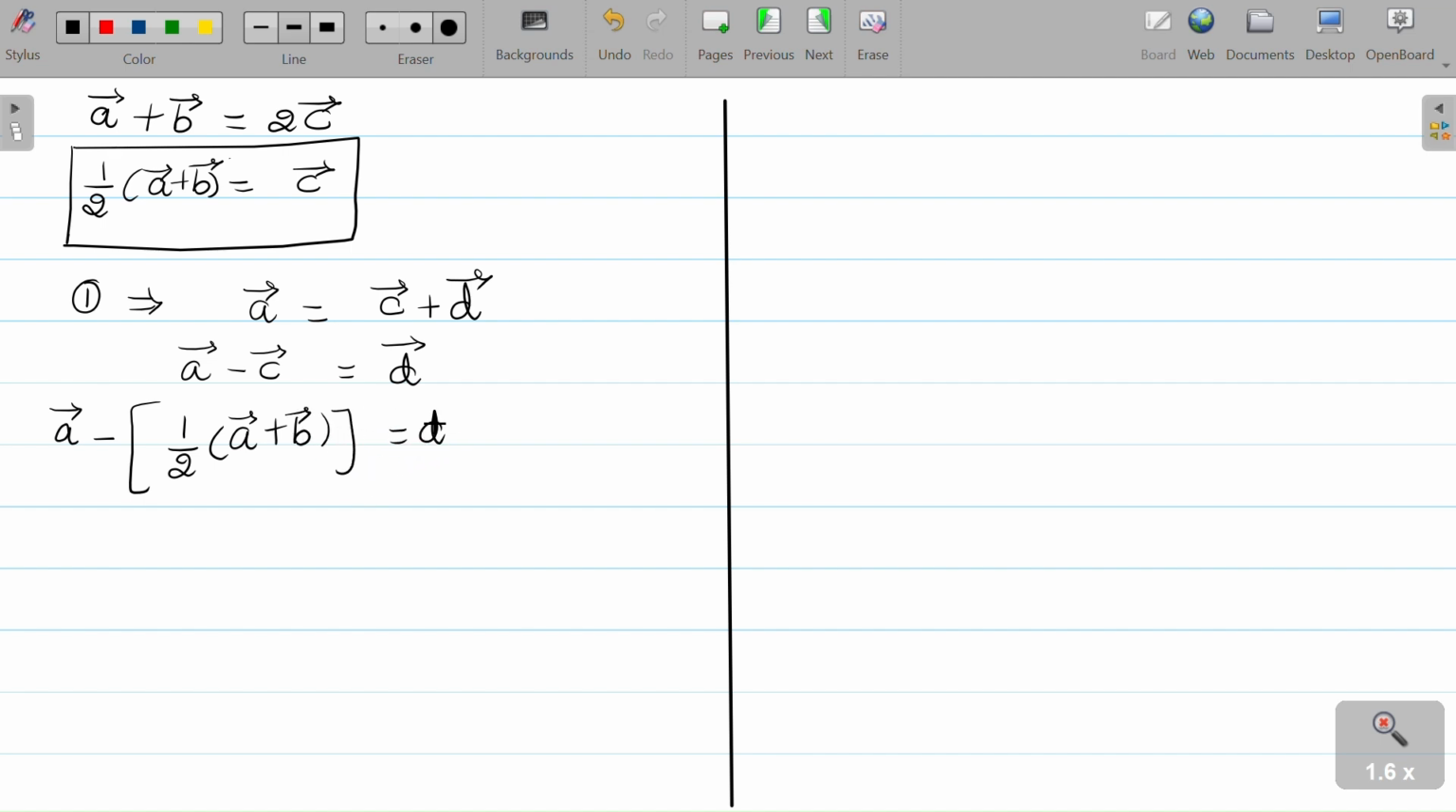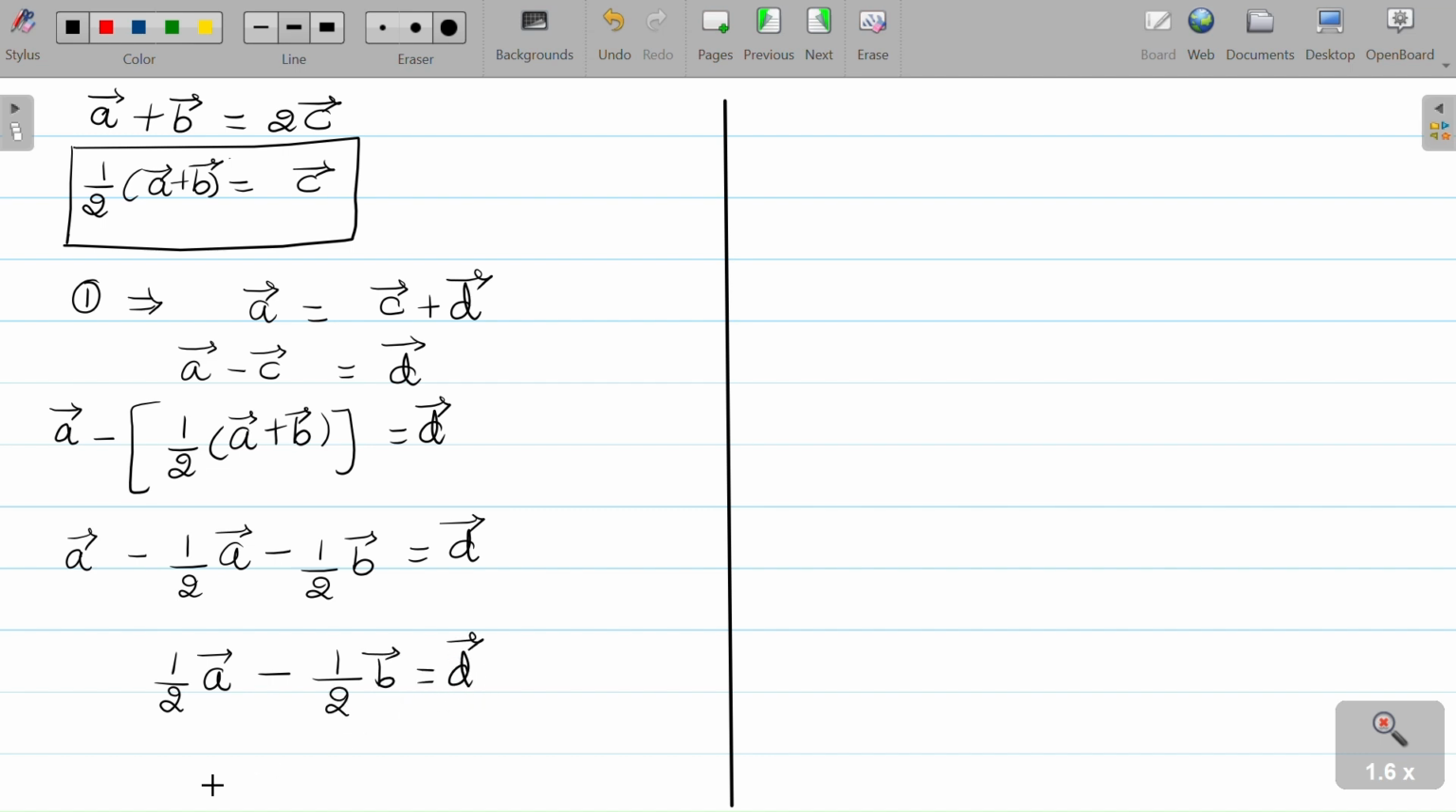So A vector minus B vector, if you multiply inside, equals D vector. A vector minus half of A vector is going to be half of A vector. 1 minus half is going to be half of A vector minus half of B vector. Taking the half out commonly, I get half of A vector minus B vector. This is equal to D vector.